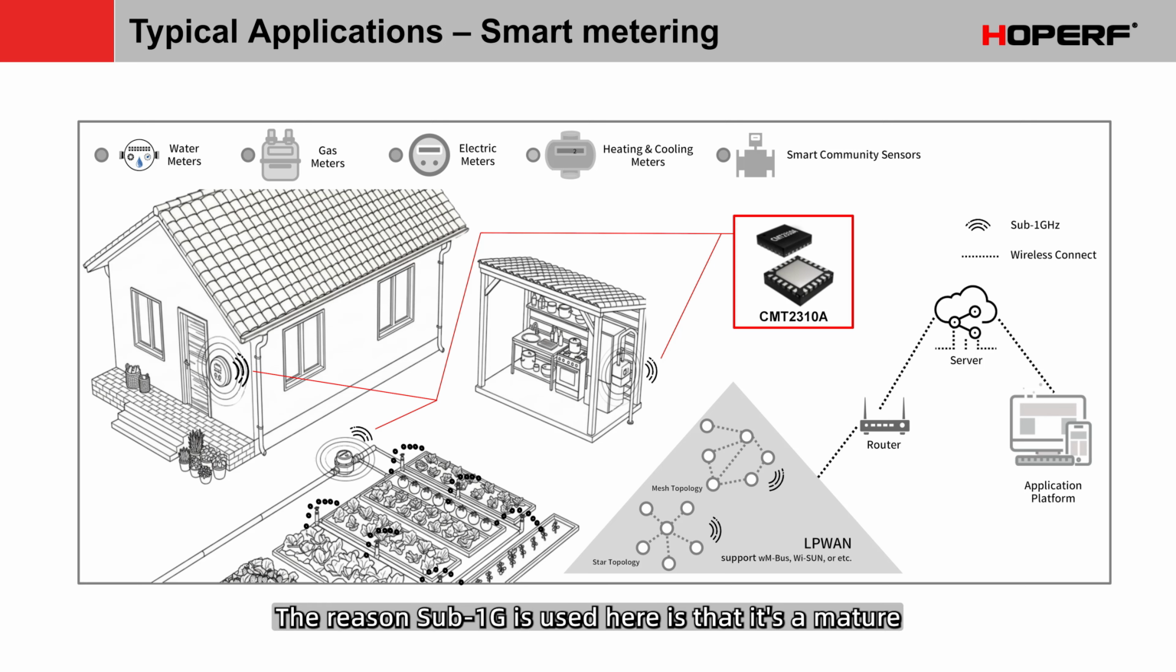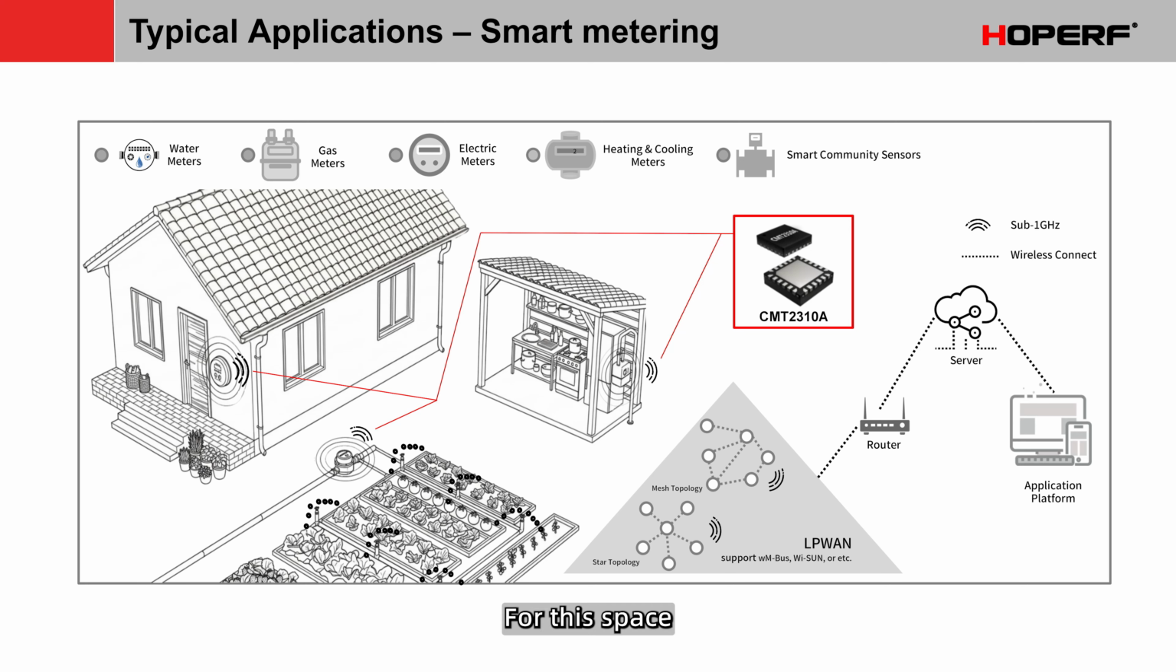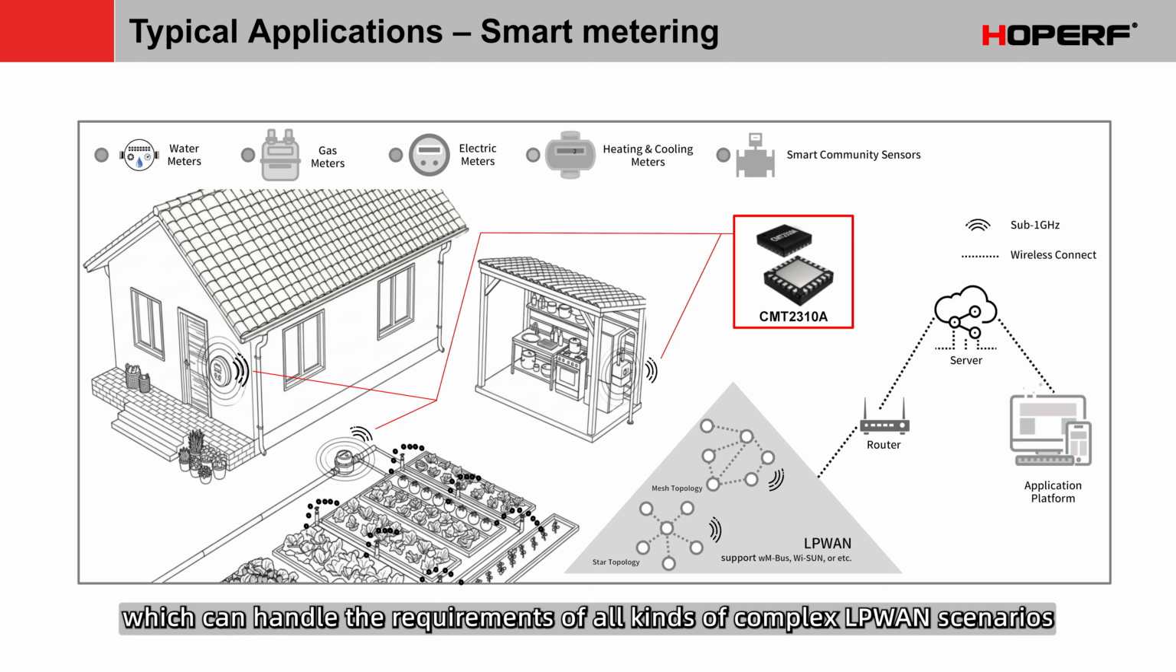The reason Sub-G is used here is that it's a mature, stable, and reliable technology. Standards like WM-Bus and YSUN are built on Sub-G for this space. Hoperf recommends the CMT2310A, our high-performance Sub-G transceiver, which can handle the requirements of all kinds of complex, low-power wide area network scenarios.